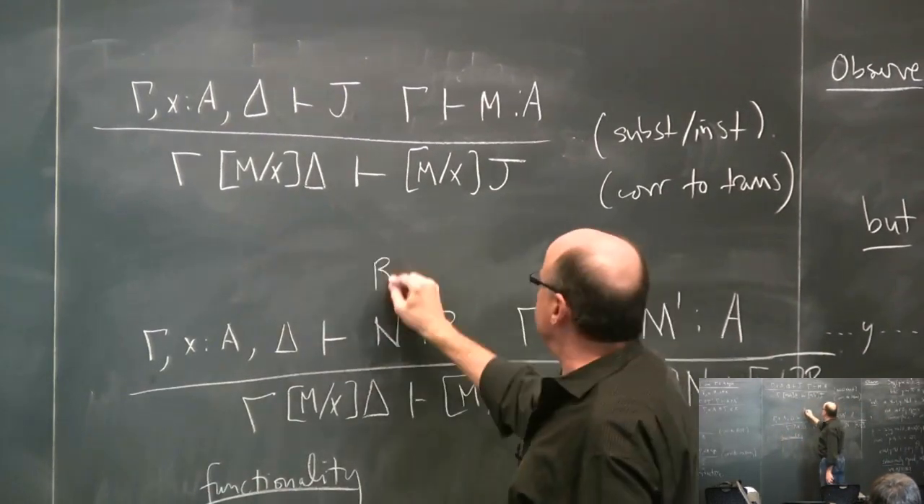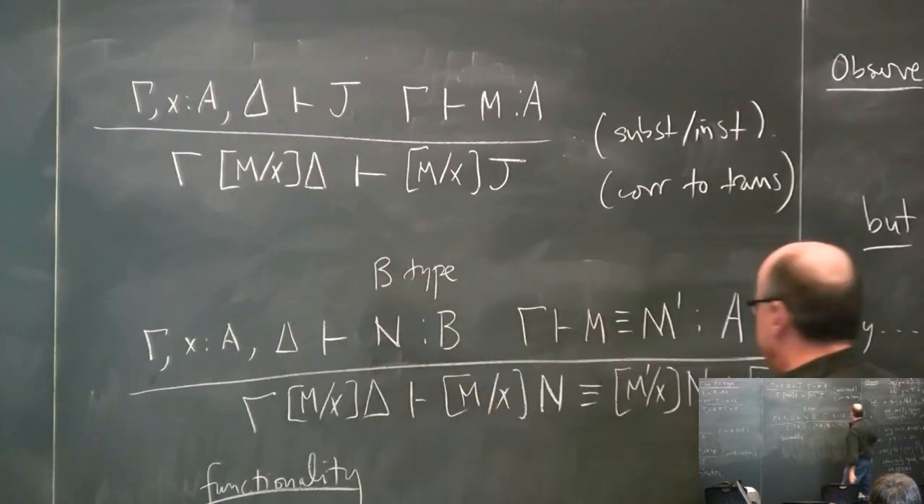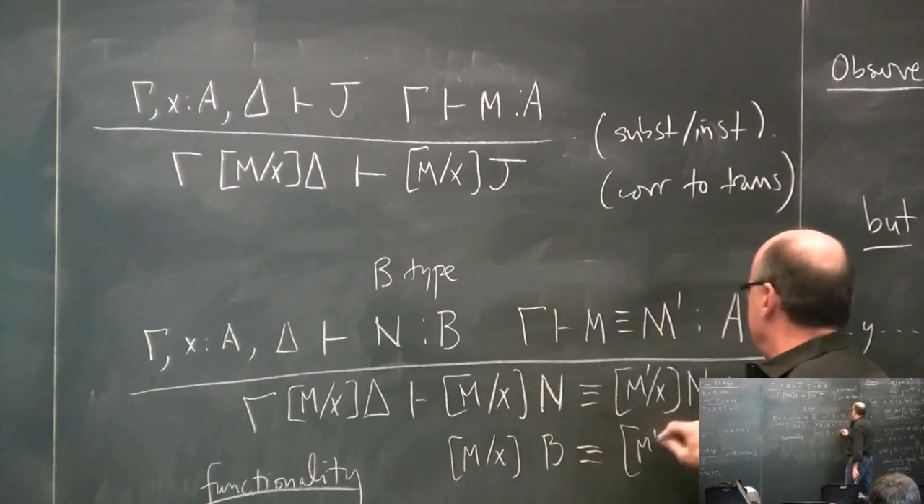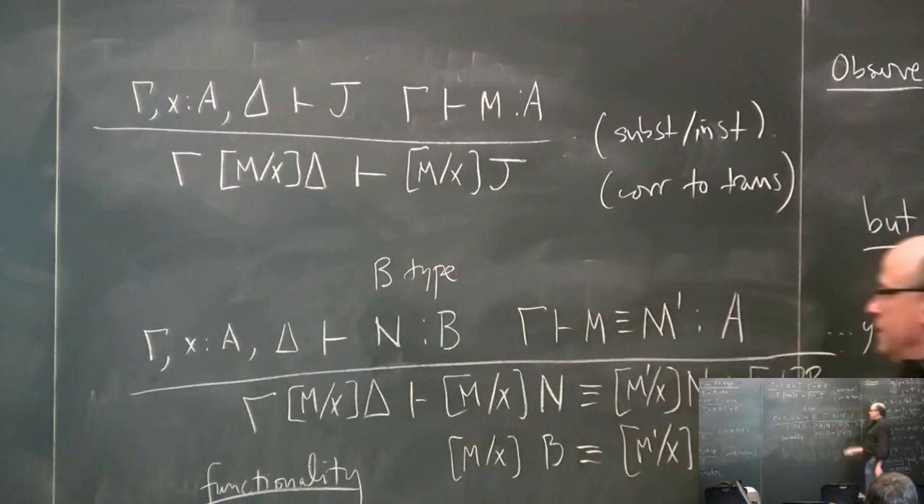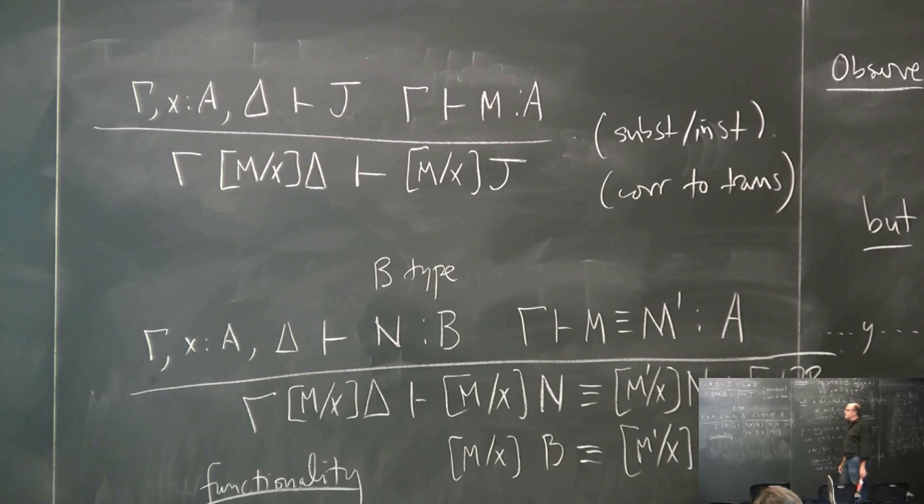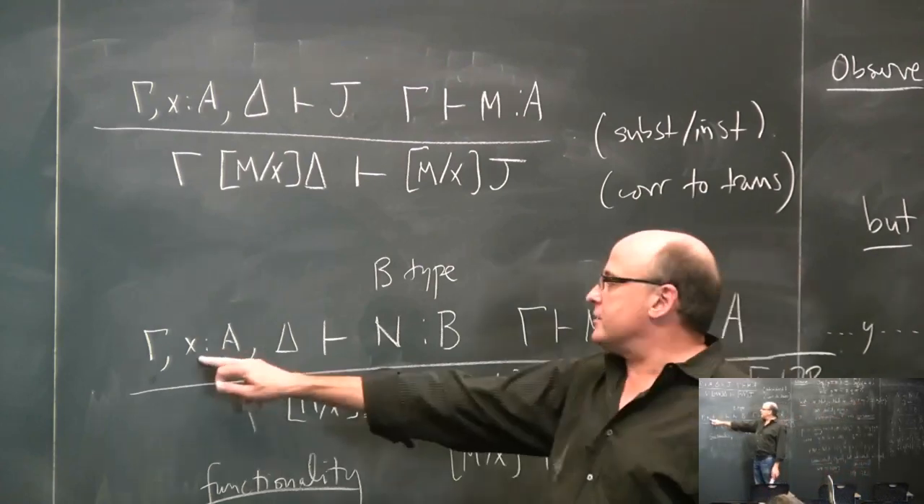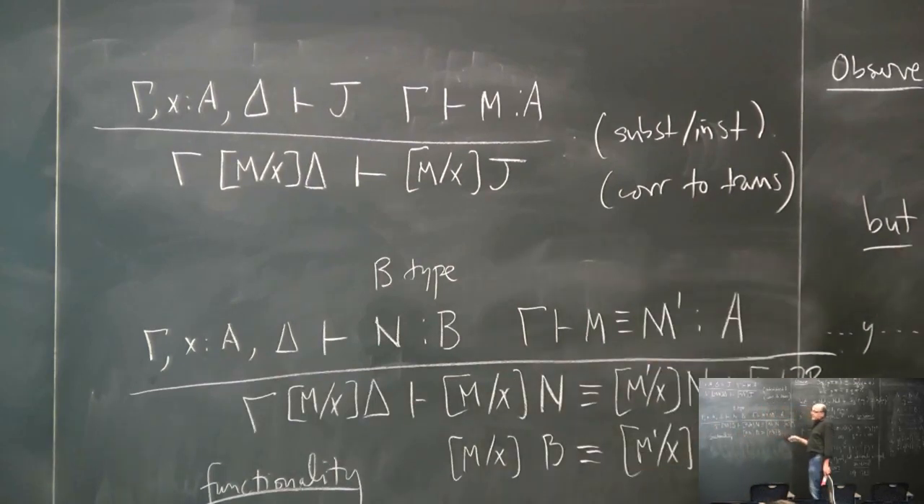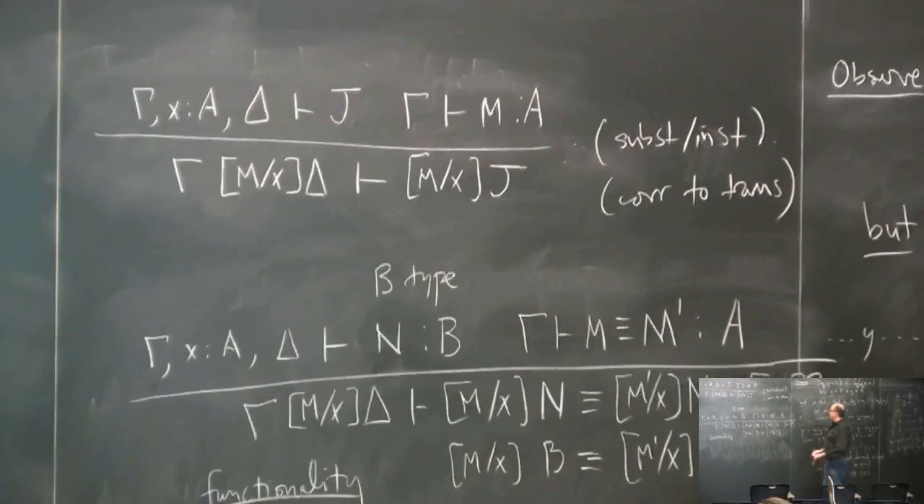If I have B as a type, then what I would write is m for x in B is the same type as m prime for x in B, definitionally. So that's like two rules in one. These are the functionality principles. This says that the type families have to respect definitional equality in their free variables. You're not allowed to distinguish seek of 3 plus 2 from seek of 2 plus 3, because 3 plus 2 and 2 plus 3 are definitionally equal, so you can't treat one differently than the other.